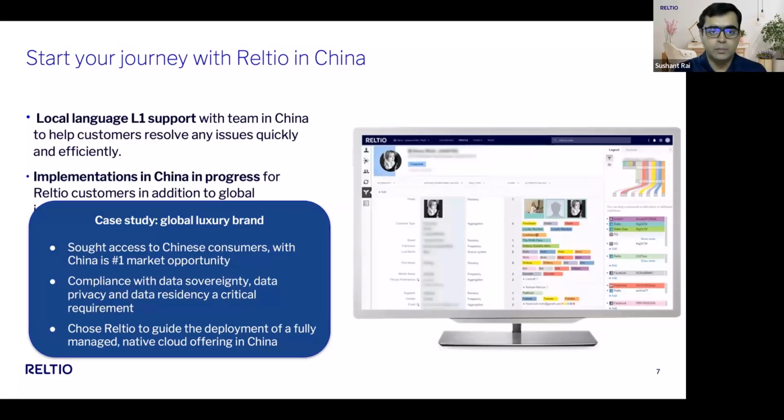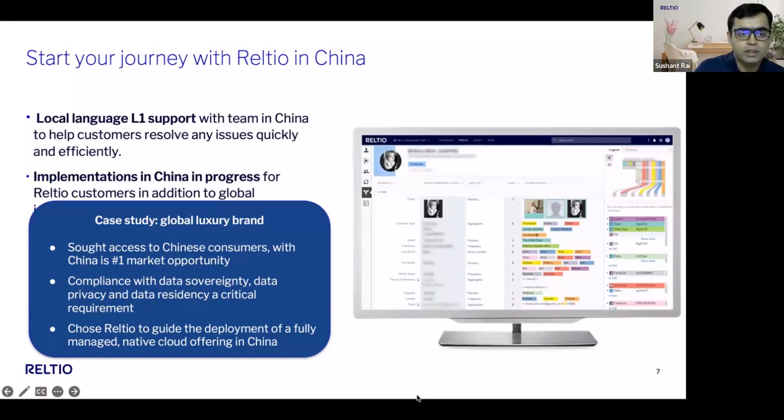We are fully compliant. We have the necessary audit done. The certification is done. Our Reltio is fully operational. The region is up and running. We have environments up and running. We have tenants that are already provisioned or can be provisioned, and we have local support in place. So as a region, China is fully operational, and we are ready to support customers with their growth in China.